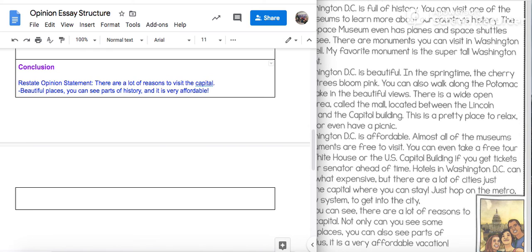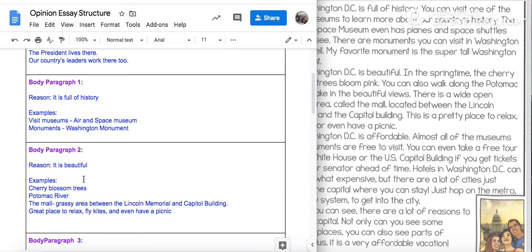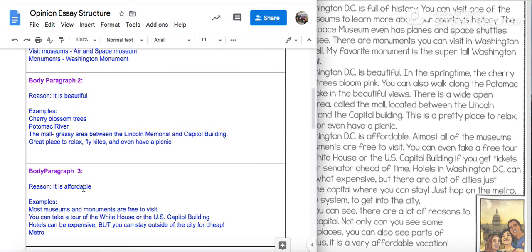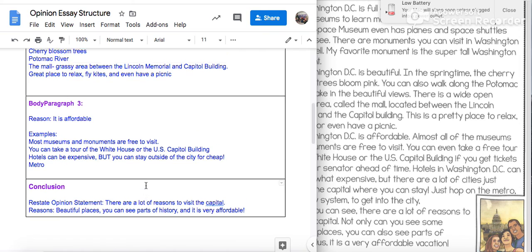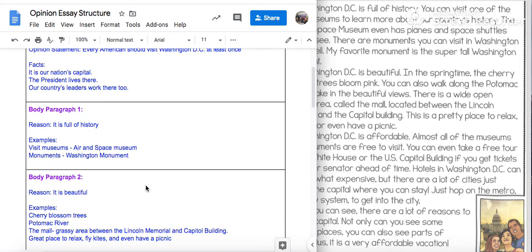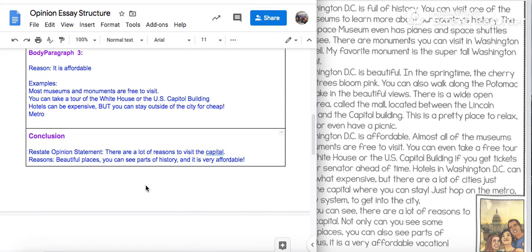Her 3 reasons, once again, are that it is a beautiful place. You can see parts of history, and it is affordable. Remember, those were the 3 body paragraphs. It's full of history, beautiful, and affordable. So really, she just restated that. So once you get this outline done, your essay is almost ready to be written and ready to go.